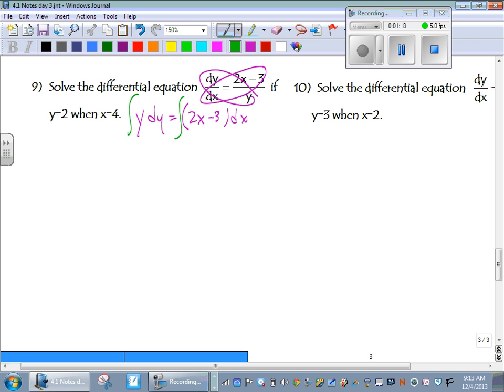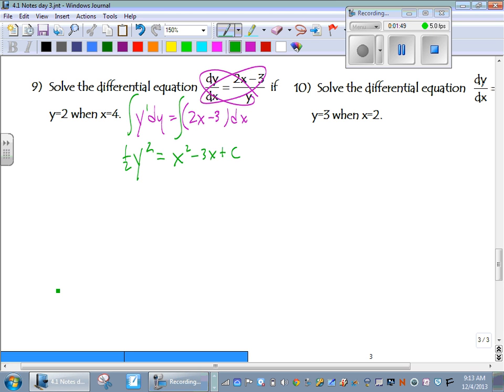Problems we saw earlier, it was always just 1 dy, so the antiderivative was just y. Here, it's a little different. What's the antiderivative of y? Well, this is like y to the first, right? So we have to add 1 to that exponent, so it's going to become y squared, and then we have to divide by that new exponent, or 1/2 y squared. Then over here we get x squared minus 3x plus c.